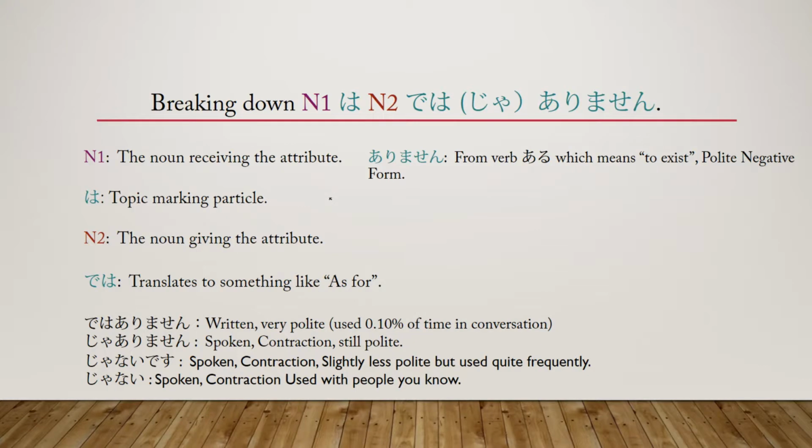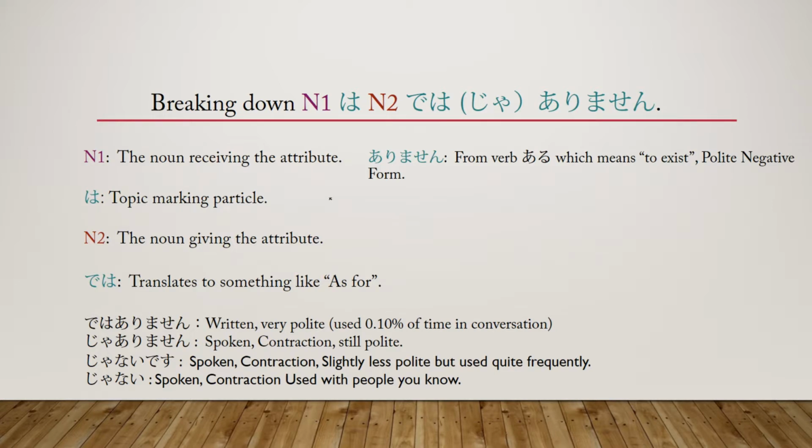The first thing you should know about this is it's not grammatically correct. If you go into a Japanese classroom and use this on your test, most likely you're going to get it marked wrong. However, it is used more or less exclusively in Japanese when speaking. Now, I'm not going to say it's used 100% of the time, but most people replace dewa arimasen or ja arimasen with ja nai desu. It's just more colloquial, faster to say.